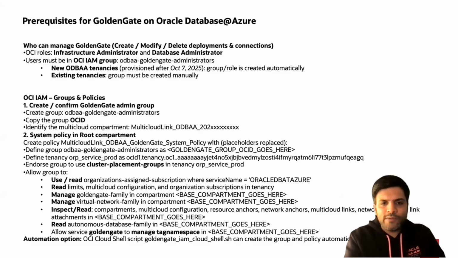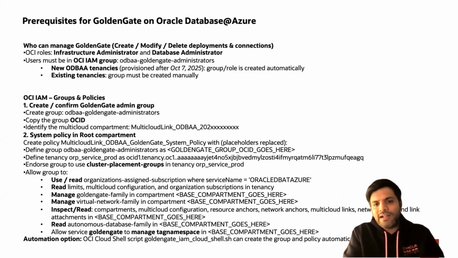There is a system policy at the tenancy level that gives this group access to whatever it needs, such as the ability to work with GoldenGate resources, associated network resources, and any other multi-cloud linking objects between OCI and Azure. If you prefer not to do this by hand, Oracle also provides a small cloud shell script that can automatically create the ODBA GoldenGate administrators group and attach the corresponding GoldenGate policies to that group for you.